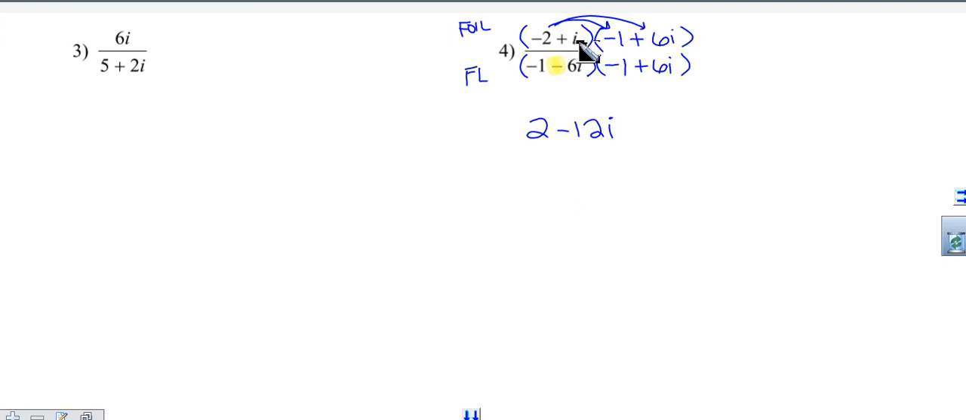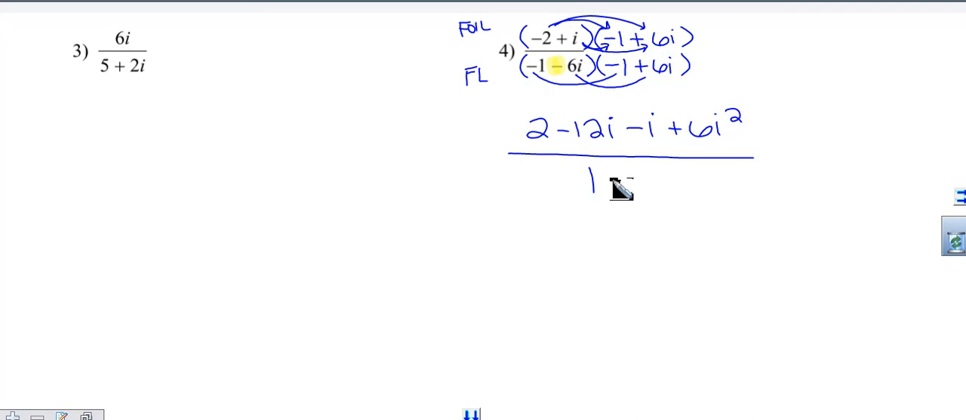Now I'll take positive i and distribute it to both terms in the second parentheses. That gives me negative i plus 6i squared. In the denominator, we only are going to multiply the first terms. Negative 1 times negative 1 is positive 1. And the last terms, negative 6i times positive 6i is negative 36i squared.